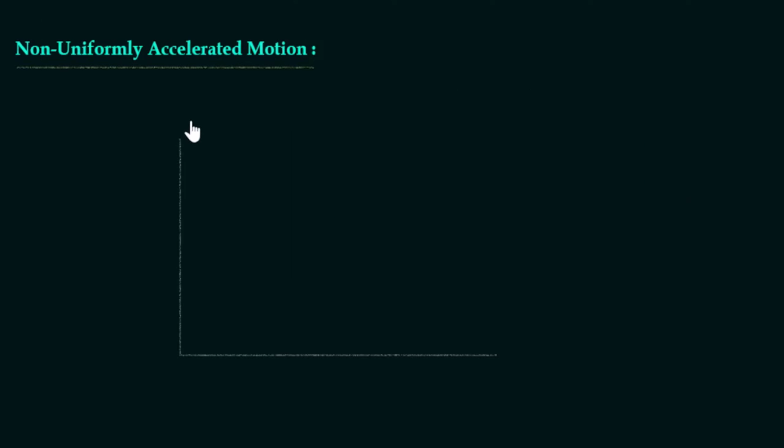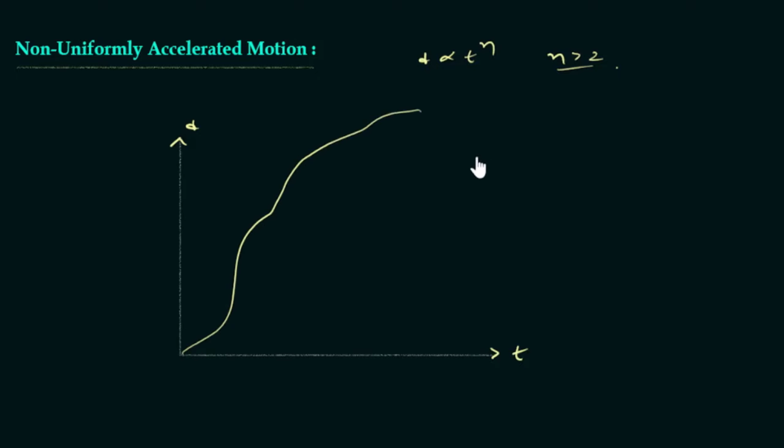Our next kind of motion is non-uniformly accelerated motion. In this case, we are going to plot the distance versus time graph. Here distance is directly proportional to t power n, where n is greater than 2. In such kind of motion, the graph can be like this. So here distance is directly proportional to t power 3, t power 4. Such kind of motion is known as non-uniformly accelerated motion.